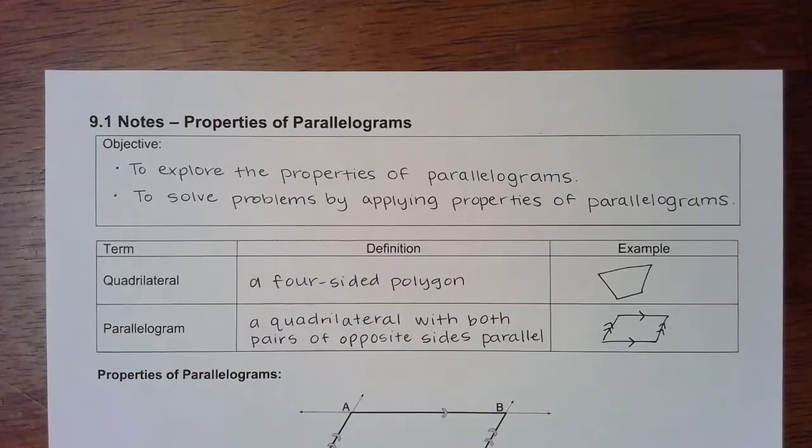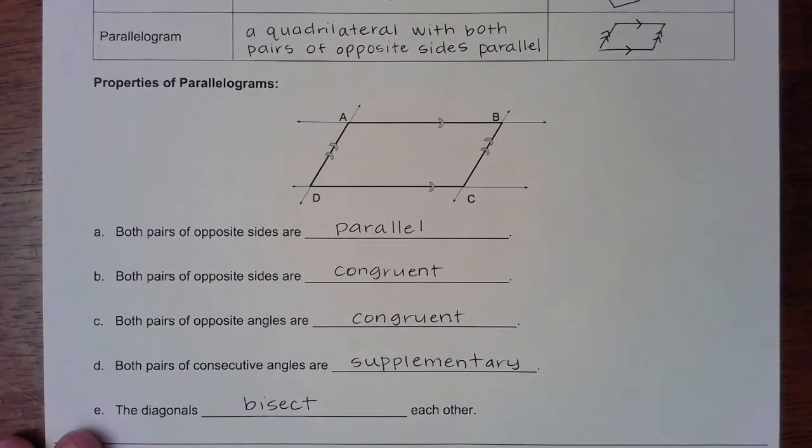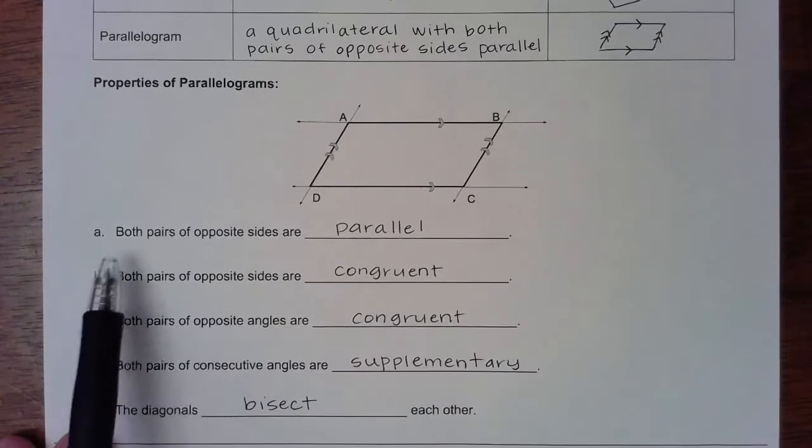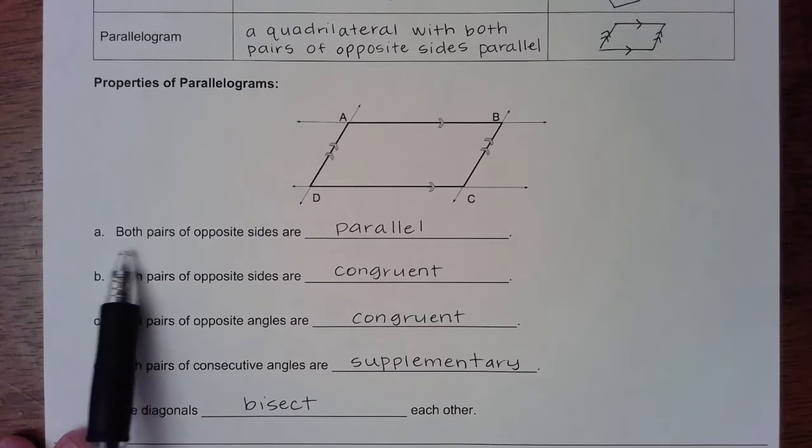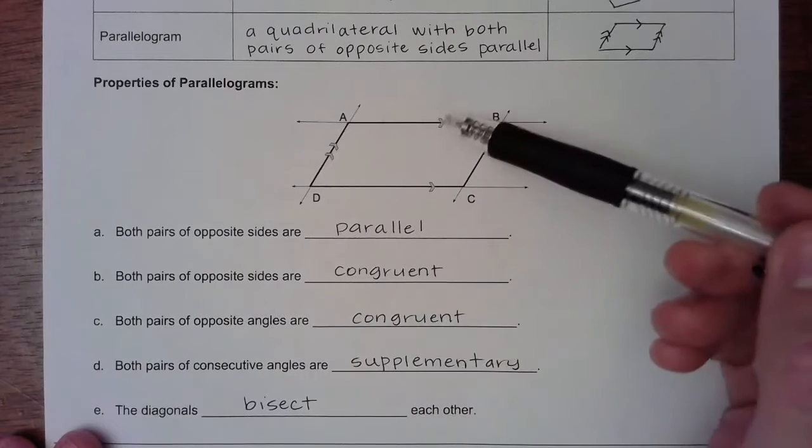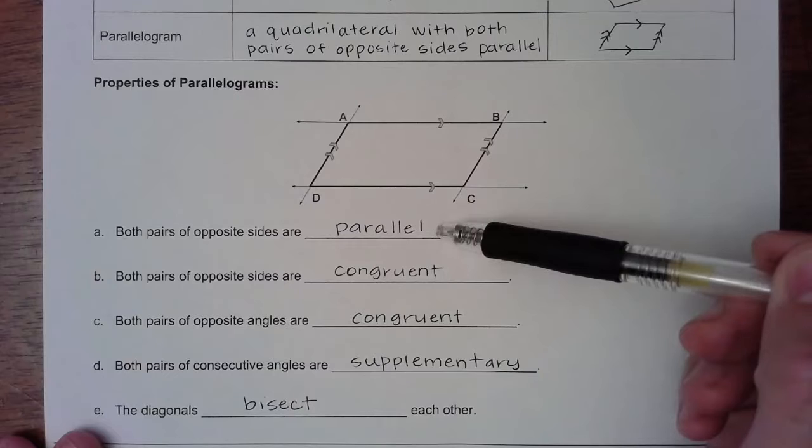A parallelogram is defined as being a quadrilateral with both pairs of opposite sides parallel. Based on the definition of parallelogram, you can look in the picture here. The first property of parallelograms that is true is that both pairs of opposite sides are parallel to one another. Remember, parallel means that they don't intersect.